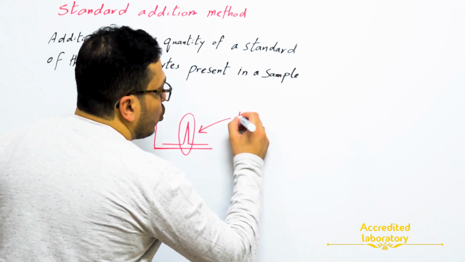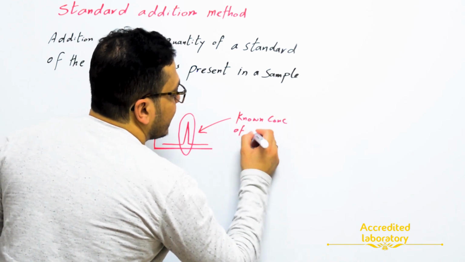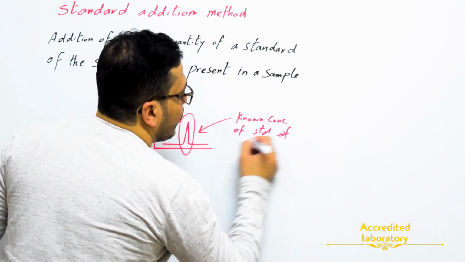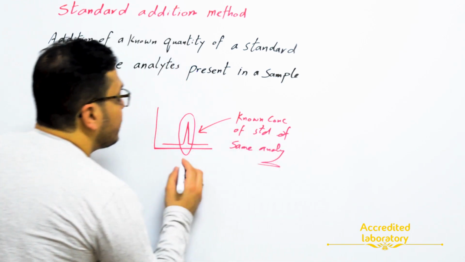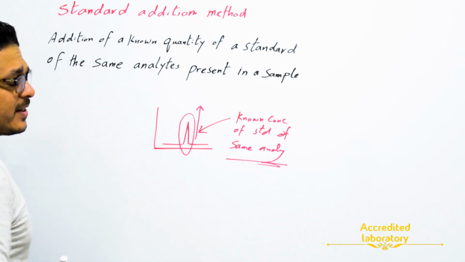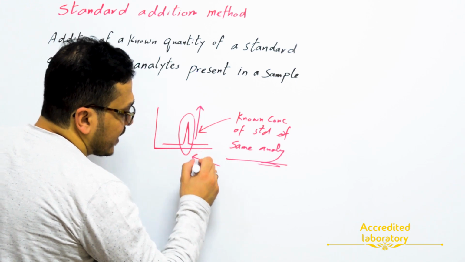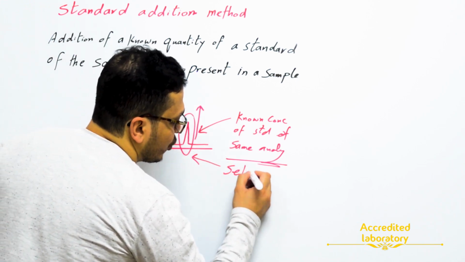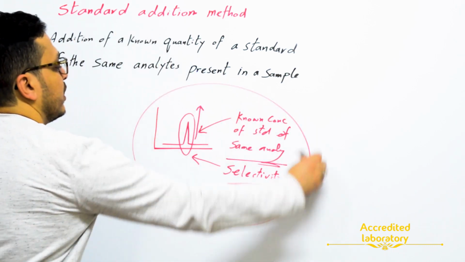You will add a known concentration of a standard of the same analyte, and if this peak is enhanced by the same concentration, in this case, this is your target analyte, not any other interfering element. I have discussed this before in the selectivity lecture. I will keep the link of this lecture down this video.